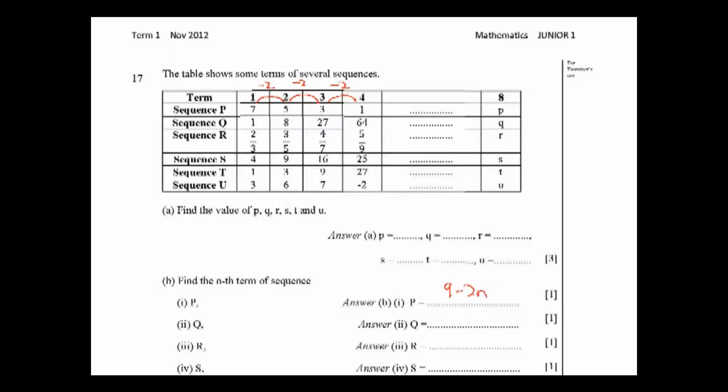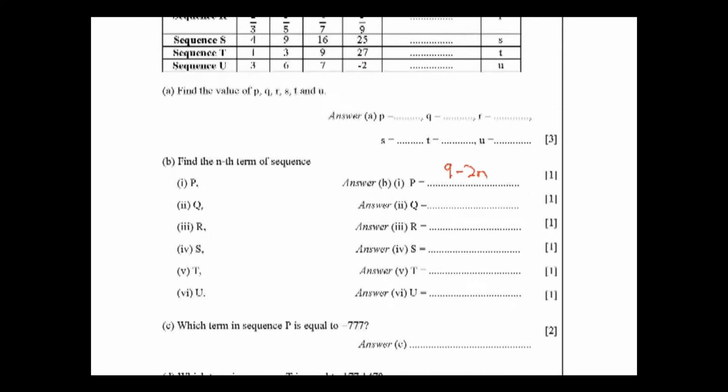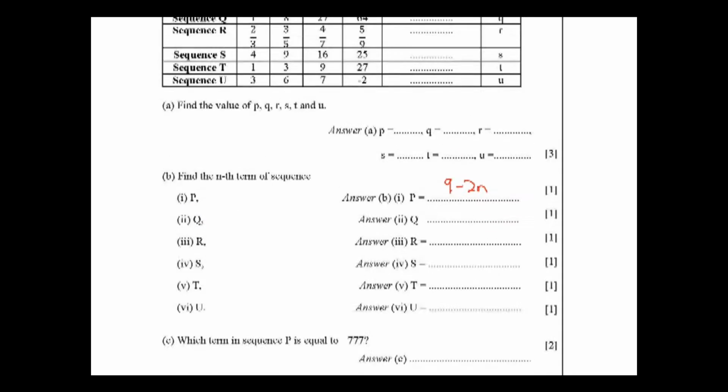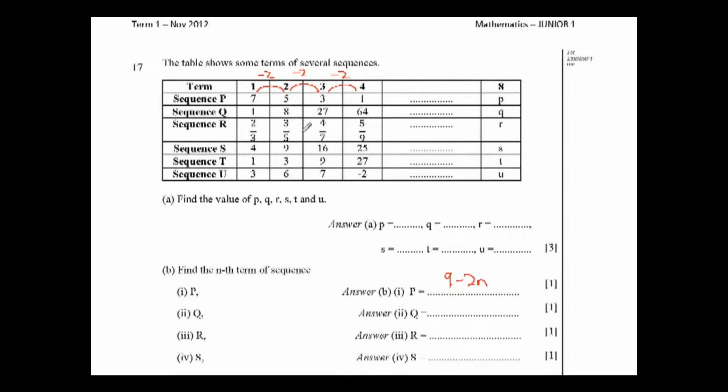Minus 2n. For sequence Q, all terms are cube numbers. 1 is equal to 1 cubed. 8 is equal to 2 cubed. 27 is equal to 3 cubed.